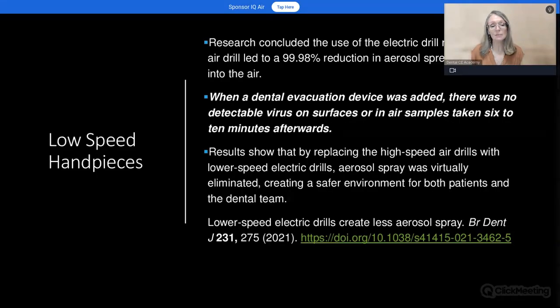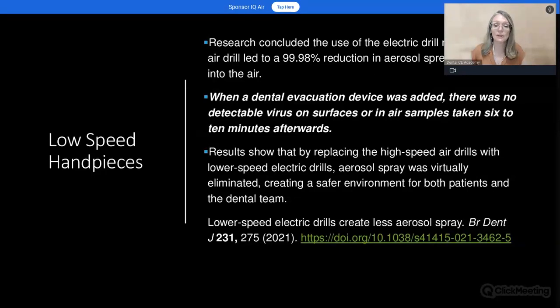All right, let's talk now about low-speed handpieces. Research concluded in this study that using an electric drill rather than an air-driven handpiece led to a 99.98% reduction in aerosol spread of the virus into the air. And when a dental evacuation device was added, there was no detectable virus on surfaces or in air samples taken 6 to 10 minutes afterwards.